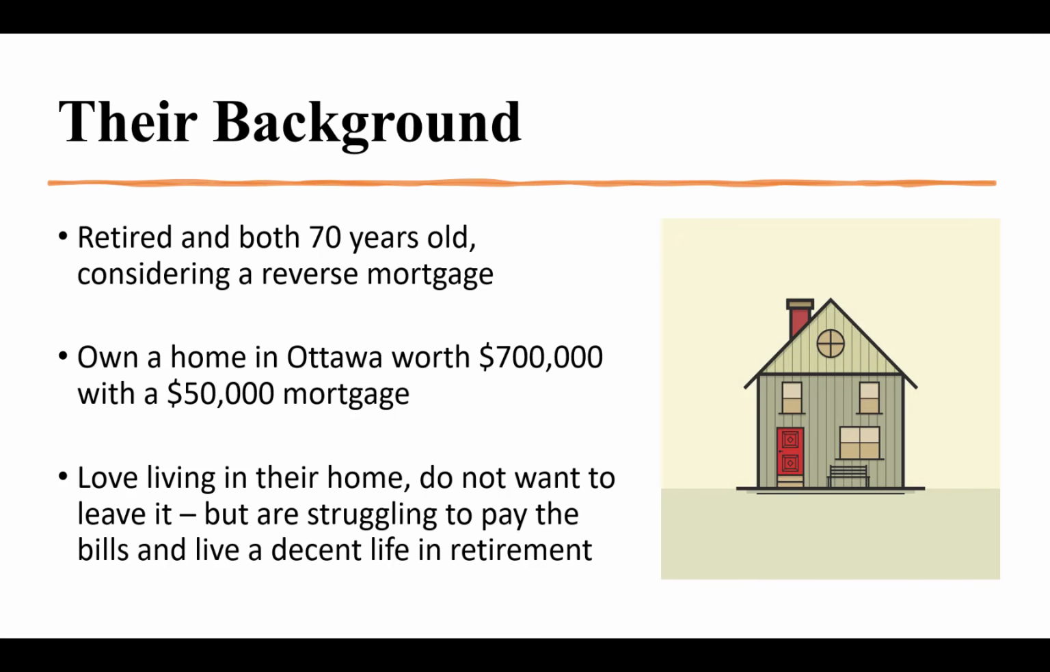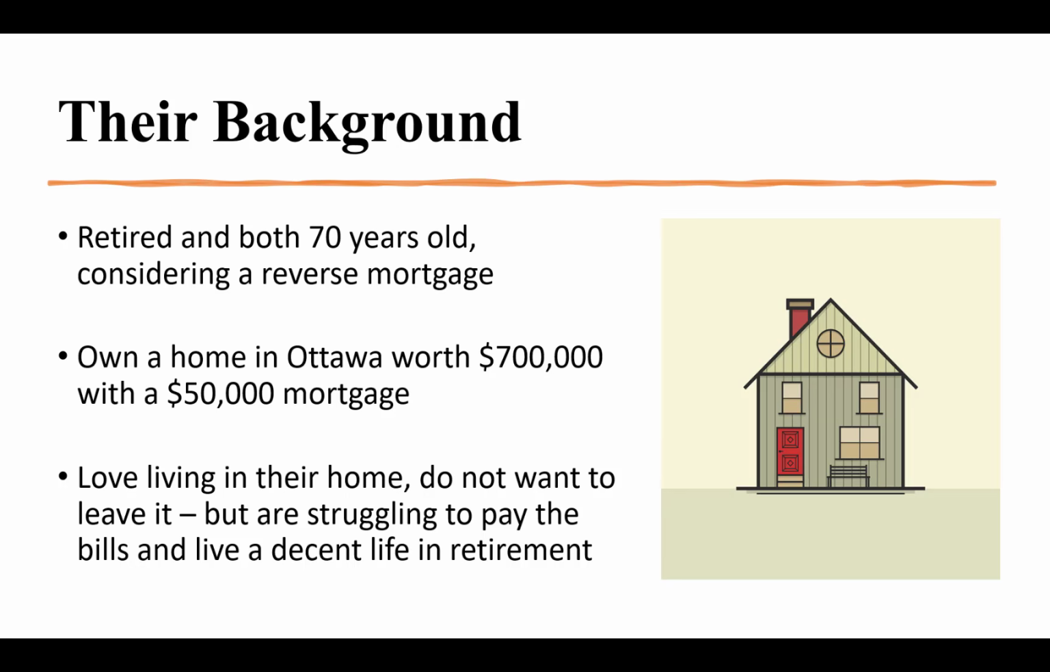So Mitch and Emily are retired and they're both 70 years old and they're considering a reverse mortgage. They own a home in their nation's capital, Ottawa, worth $700,000 and it has a $50,000 mortgage. They love living in their home, they don't want to leave it, but they're struggling to pay the bills and live a decent life in retirement. So this makes them a good prospect for a reverse mortgage and it makes it a good option for them.